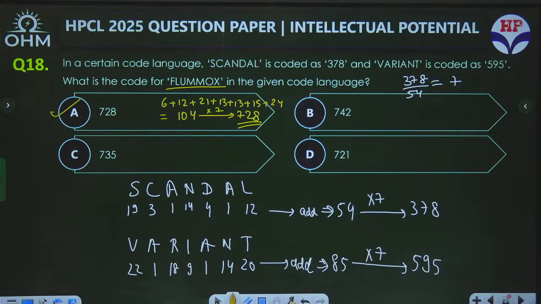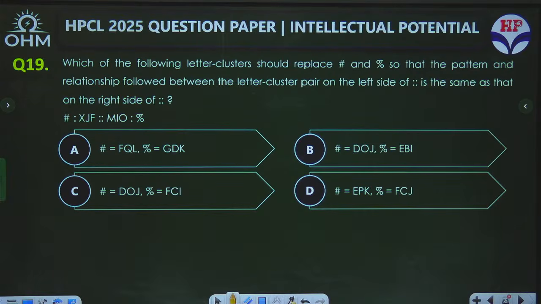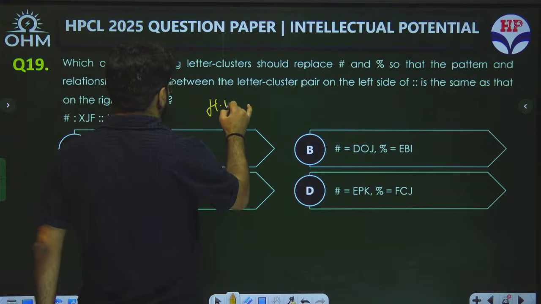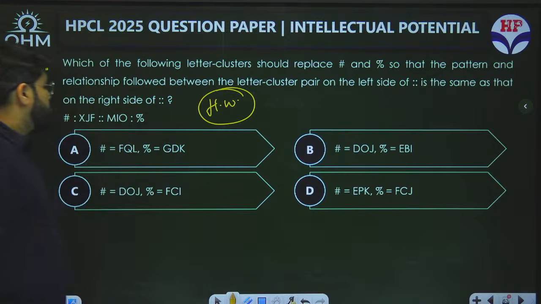Right, next. Which of the following letter clusters should replace hash and percentage so that the pattern and relationship followed between the letter cluster pair on the left side? Okay, again letter cluster pair, guys, kindly take it as homework. Okay, and try to solve it.